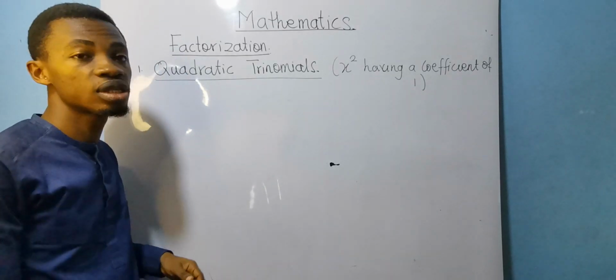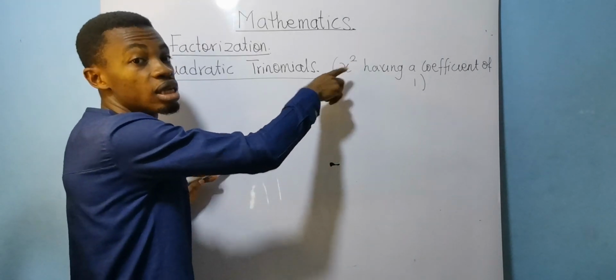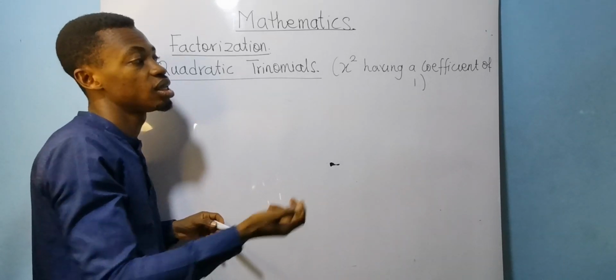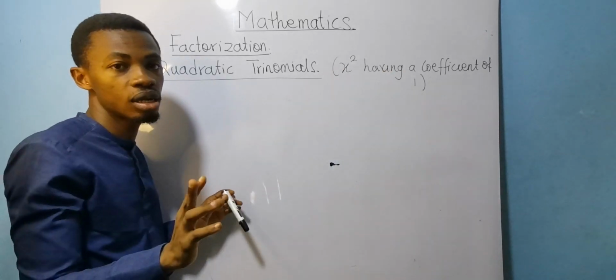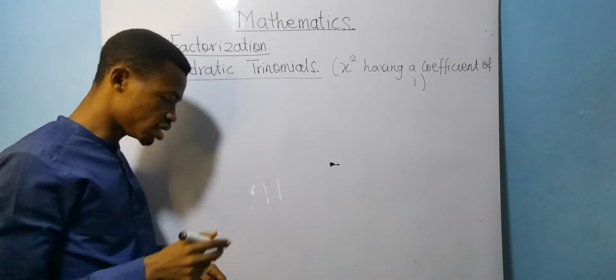Now here we'll be considering questions where x squared, it can be any other variable, whether x squared, a squared, z squared, has a coefficient of 1. Those are the questions we are going to look at. Now let's take an example.